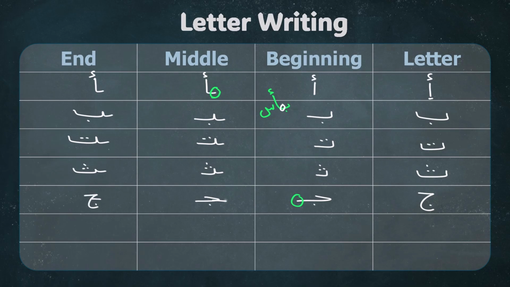Jim in the middle. It has this extension before it. So this is part of the preceding letter to jim. And it has this. It's part of jim. And the letter that comes after is going to be attached. Okay? And then we have ha. It's going to be written like jim. And in the middle. And in the end. And the same thing applies for kha.